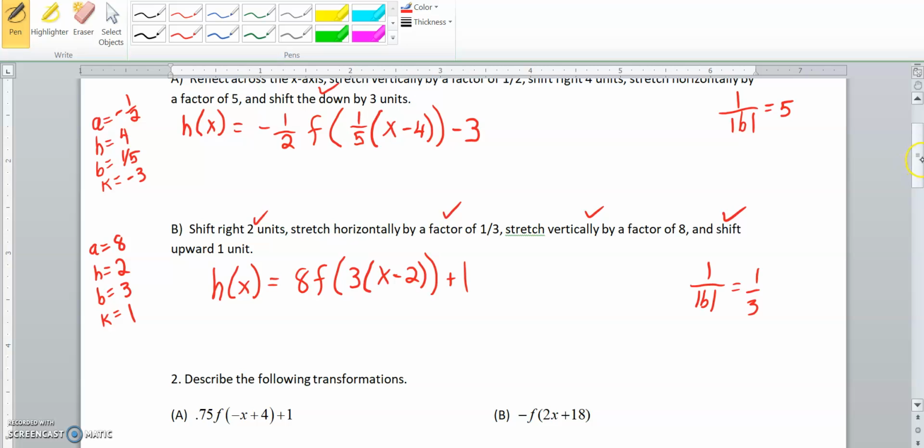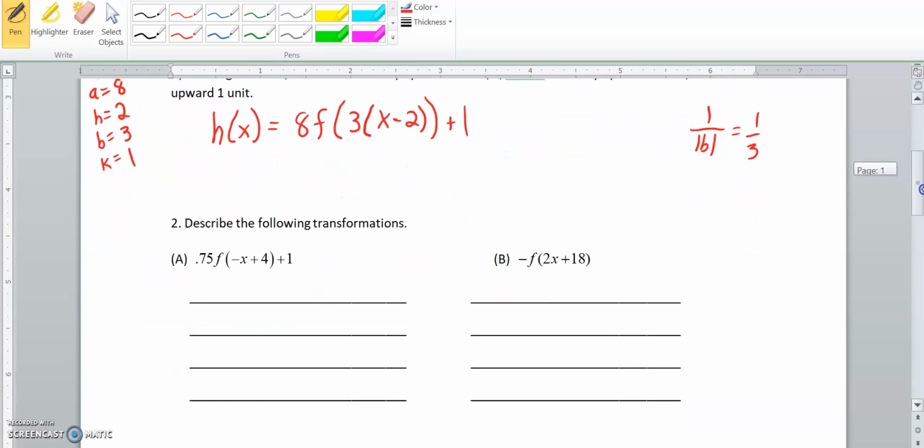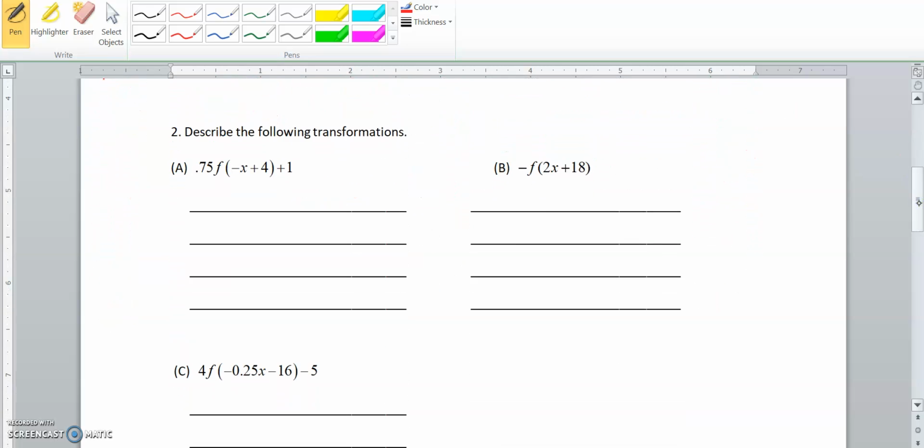We're just going to keep rolling here. Number 2, A, B, and C are the opposite. It's given the translated function and transformed. Now you have to describe what happened. So the way we did this in class before was to go through the order of operations for multiple transformations and describe them as they would happen.